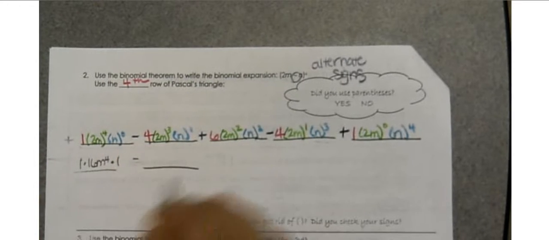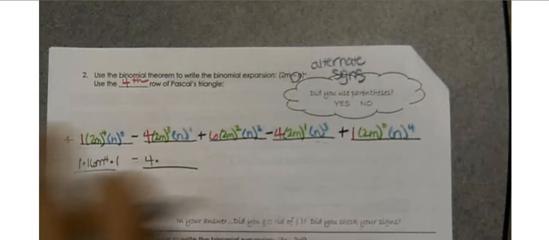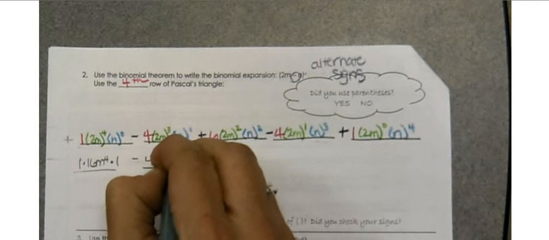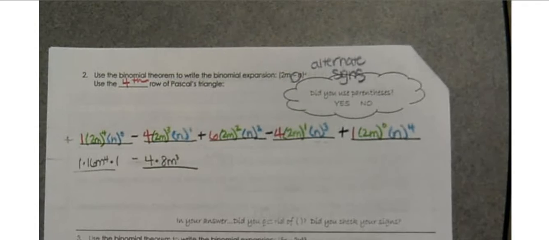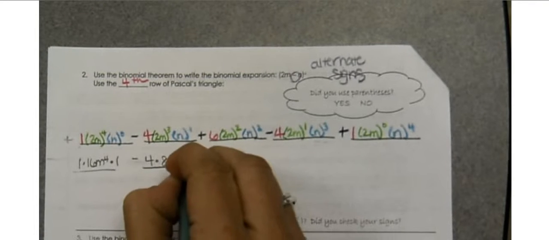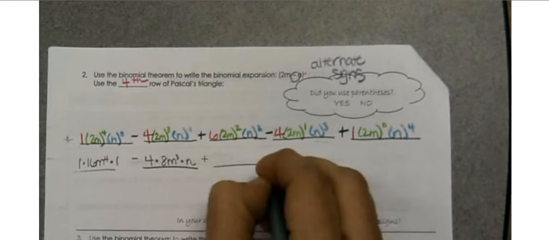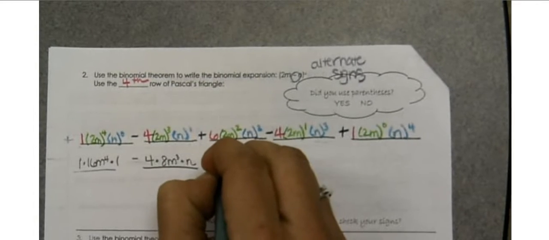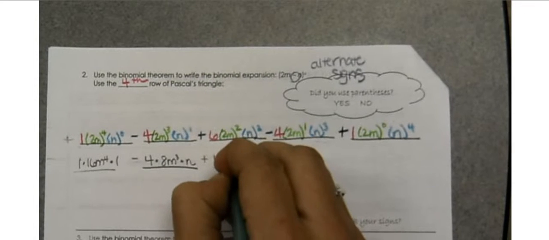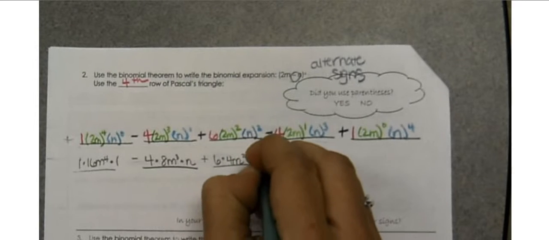My next term, I have the 4. Now 2m cubed, I would have to cube 2 and m. So I get 8m cubed. And then that's n to the first, or just n. My next term has 6. If I square 2m, I get 4m squared. And I also have this n squared.